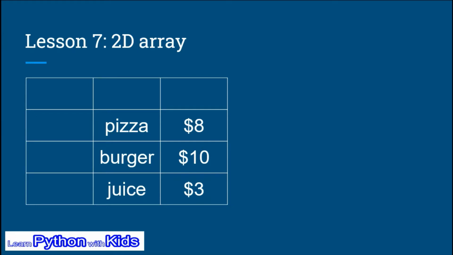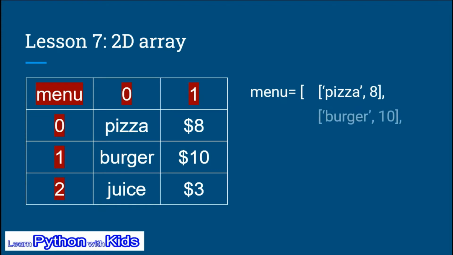If we want to keep menu data like this, pizza is $8, burger is $10, and juice is $3, we can define an array named menu like this. The menu array keeps 3 items, and each of the items inside the array is an array itself.